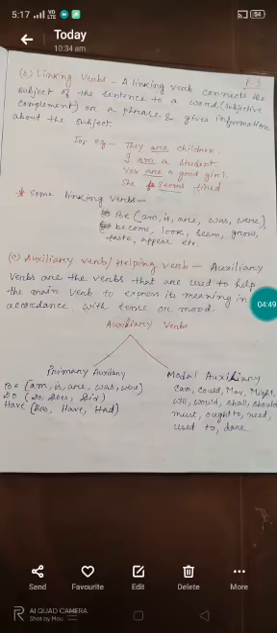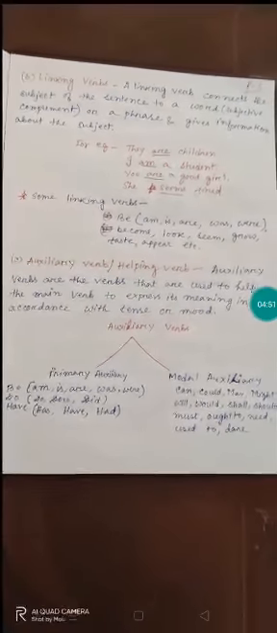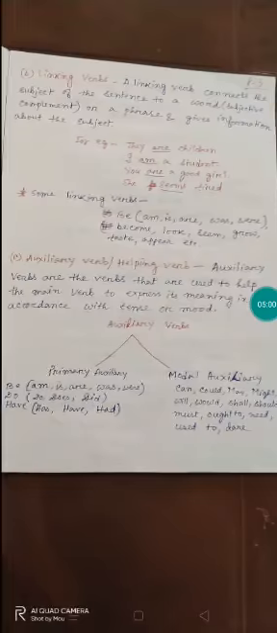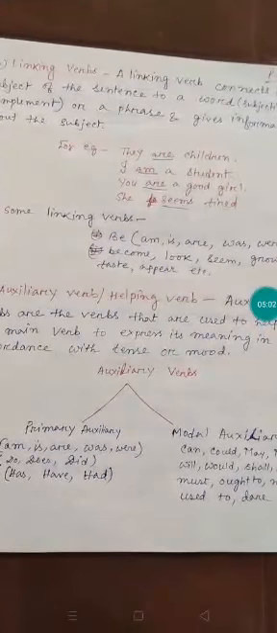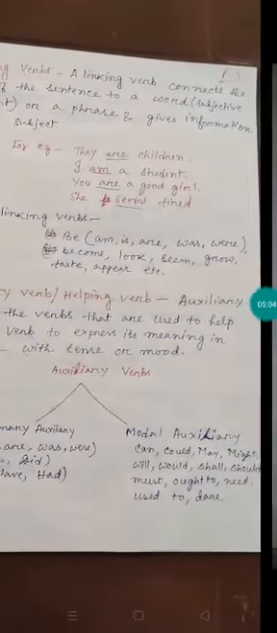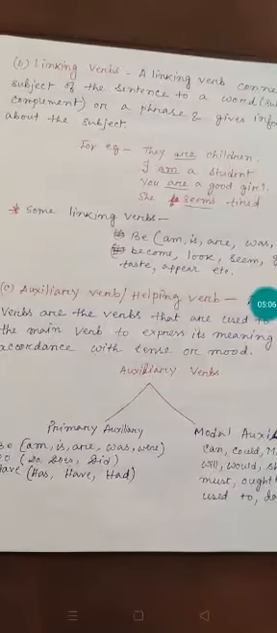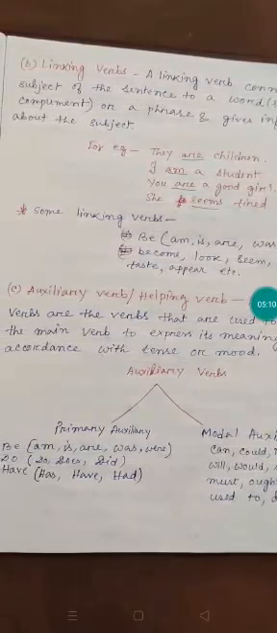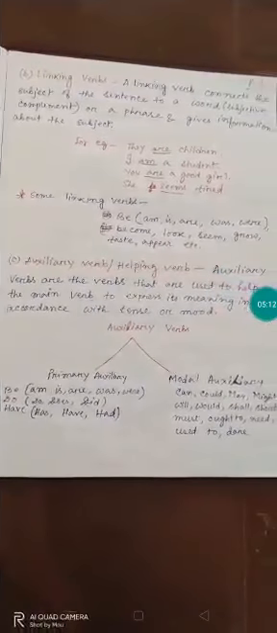Students, now I have come with the second form of the finite verbs, that is linking verbs. A linking verb connects the subject of the sentence to a word. Again I am repeating my words. A linking verb connects the subject of the sentence to a word, that is subjective complement, or a phrase, and gives information about the subject.